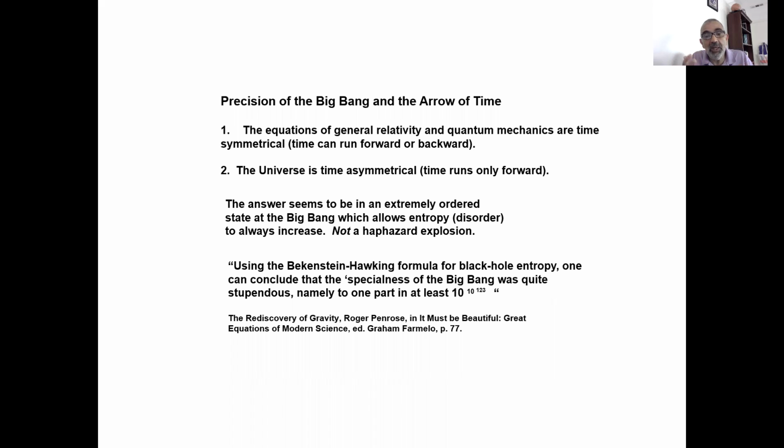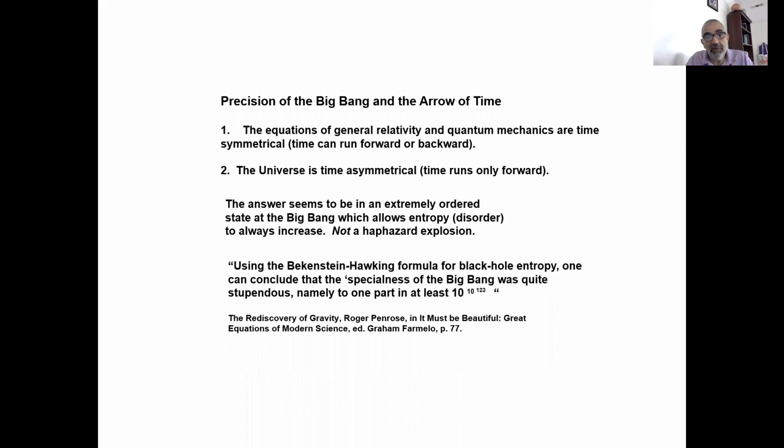And that argument, of course, is much more involved than this simplified description. But the bottom line is, both for the universe to allow useful energy that can sustain life, and for the universe to have time run only in the forward direction, the entropy was so low that the Big Bang had to be so special that Roger Penrose calculates the specialness of the Big Bang was at least 1 part in 10 to the 10 to the 123. And so the Big Bang was not a haphazard explosion. And as far as I know, this number, how special the Big Bang had to be, is the largest number ever calculated in a physics situation.